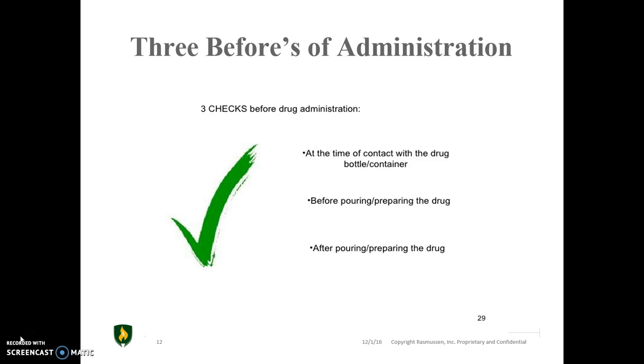When you are administering medications, it's always really important to follow the 3 befores, which state that medications need to be checked 3 times before administering. The first is before the medication is removed from the cabinet. Second is before it is poured, drawn up into a syringe, or placed into a medication cup. And lastly, before the medication is returned to the cabinet.